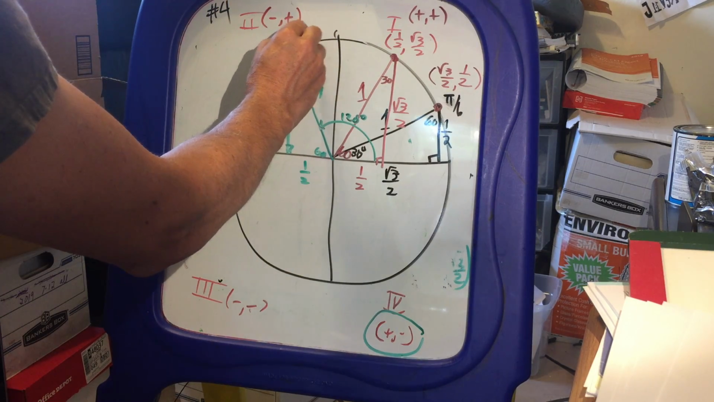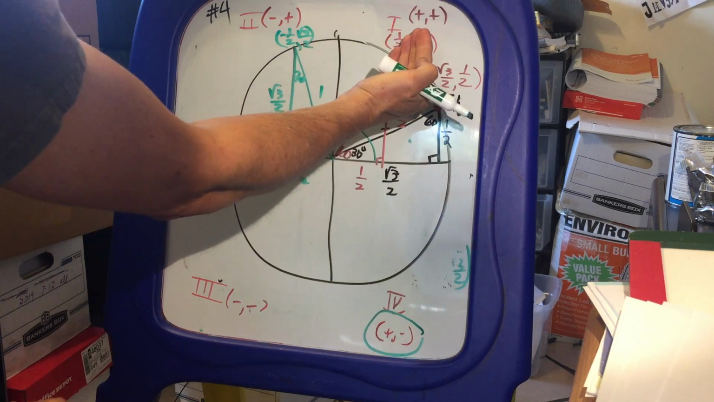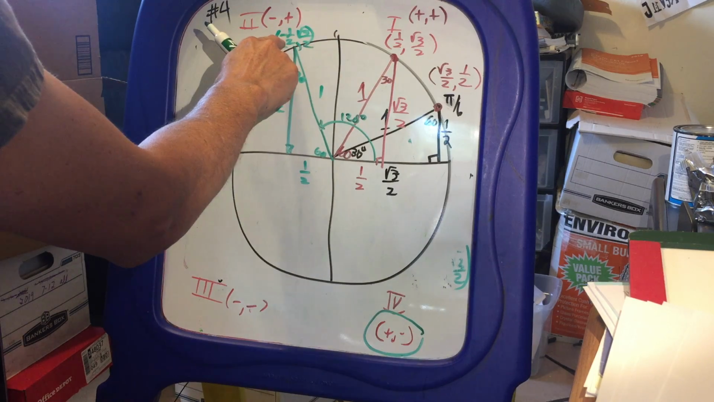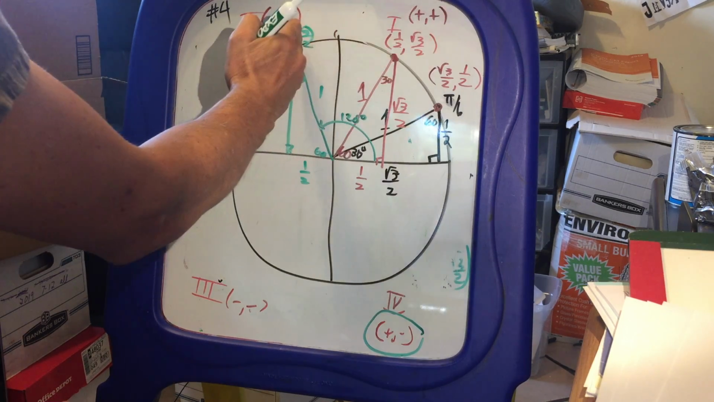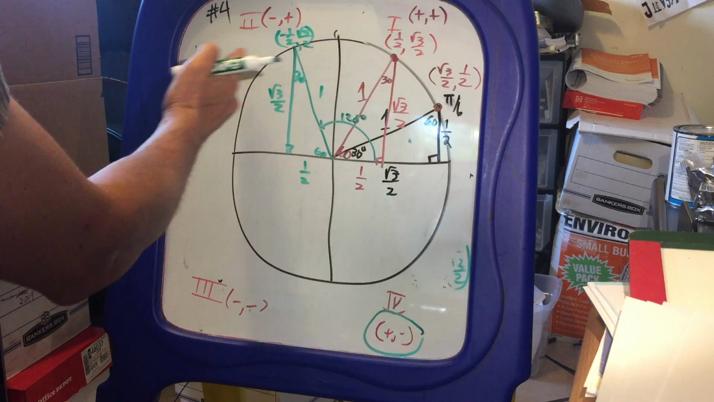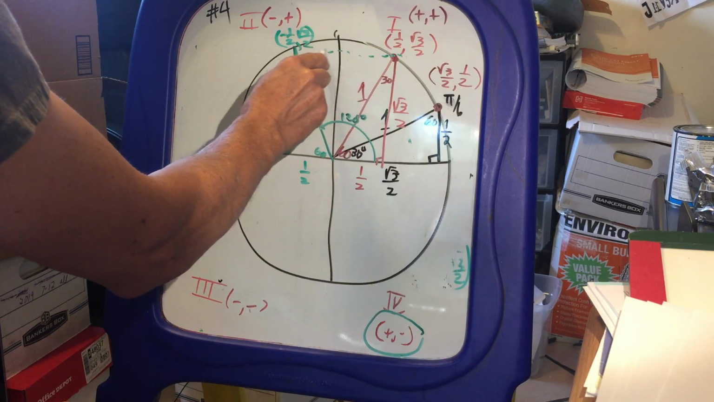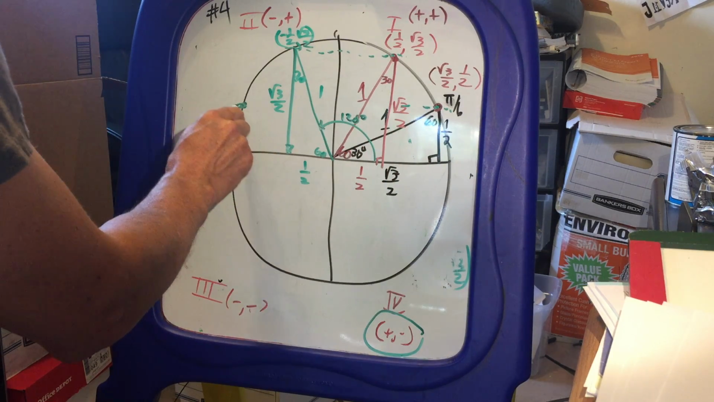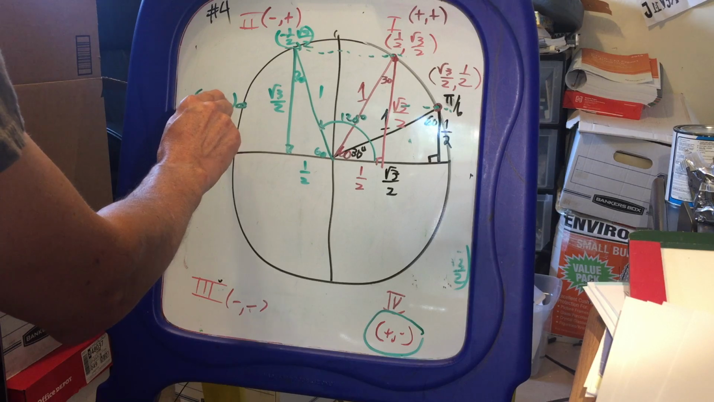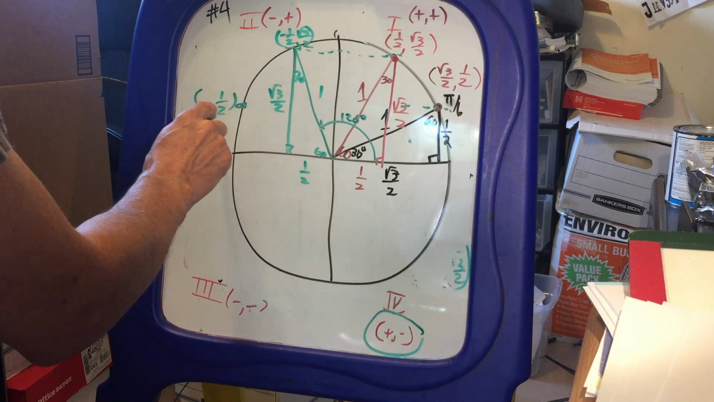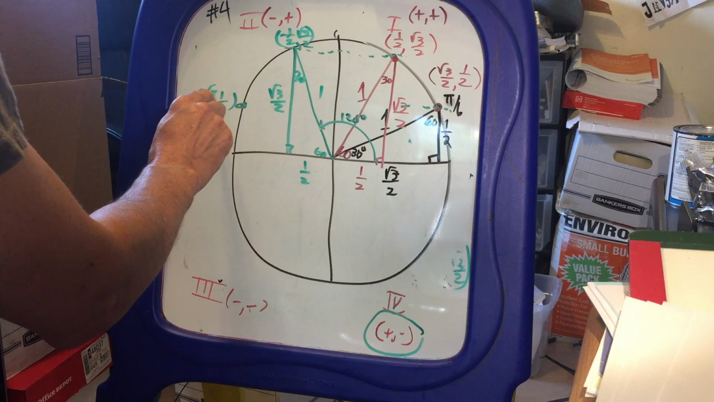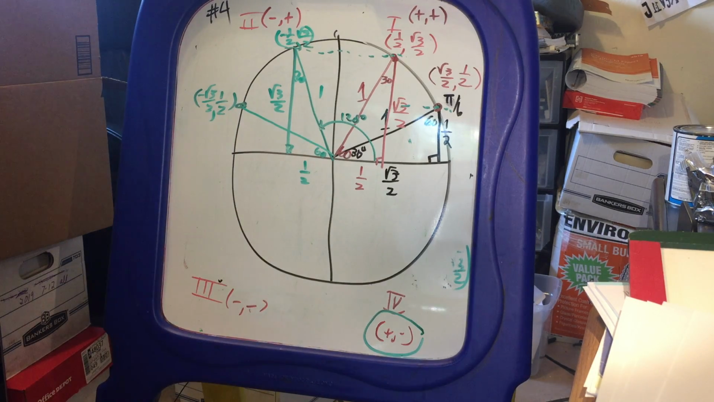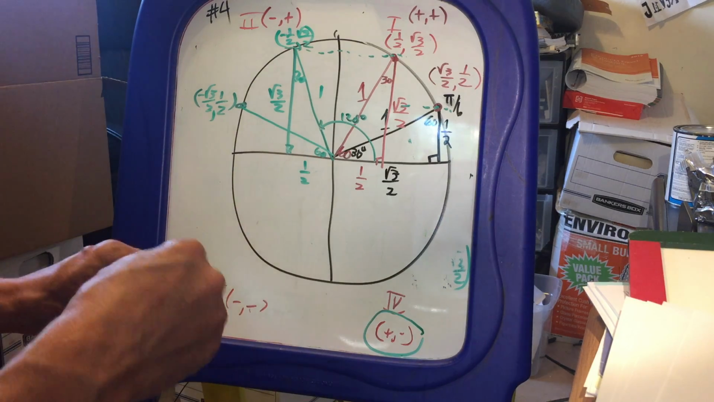Root 3 over 2. We can also look at this as a reflection over the y-axis from this coordinate. See this 1/2? Now it's negative 1/2. See this root 3 over 2 stays the same because we didn't change height. The height is still straight across here. We could do the same thing over here. The height will still be the same. The y value isn't going to change, but the x value is going to go negative. That's going to be the coordinate at 150 degrees, with a 30-degree reference angle.